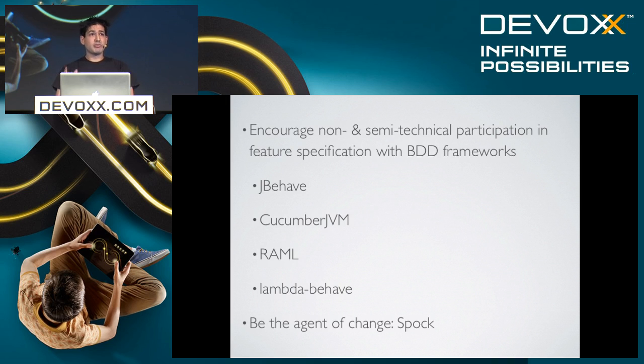Or you can be the agent of change in your own company. Consider Spock. It's a Groovy testing framework, but it means you can leave your production code in Java and start writing your tests in Groovy. So there's no risk to the production code, but you gain a wealth of benefits from the slightly looser typing system that Groovy brings. It makes your tests easier to write. It makes them smaller. The closures are nice. All these little things make tests written in Groovy much nicer.